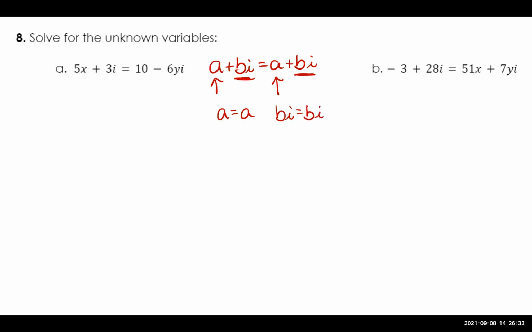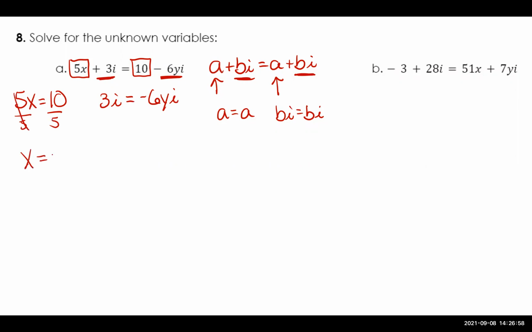Now, the problems we have here, we don't have a's and b's. We have actual coefficients, but the idea is the same. I'm going to set the real number equal to the real number. So we have 5x equals 10, and the imaginary number equal to the imaginary part. So that would be 3i equals a negative 6yi. From here, solving for x, I would divide both sides by 5 and get the answer of x equals 2.